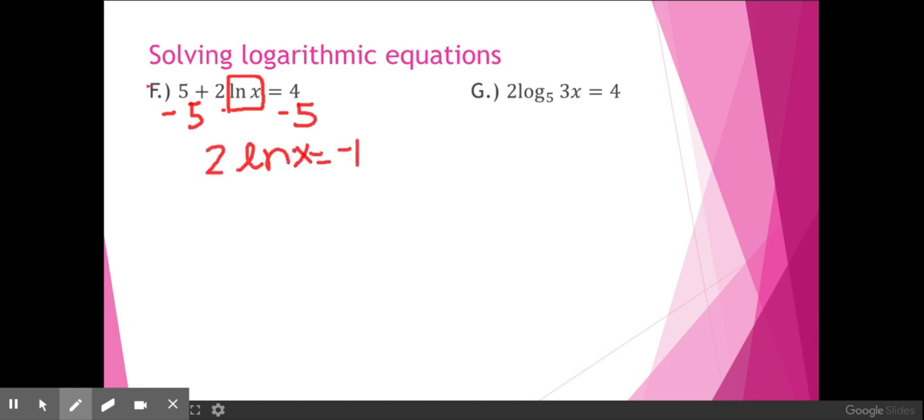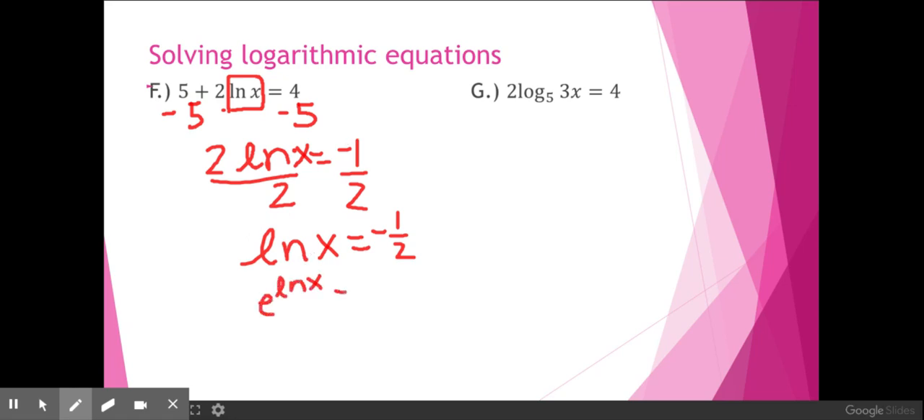We get 2 ln of x equals -1, and then divide by 2. So I get the ln of x equals -1/2. So ln of x is now isolated. The base that cancels out in ln is e. So e to the ln of x equals e to the -1/2. Notice this entire thing becomes an exponent with a base of e.